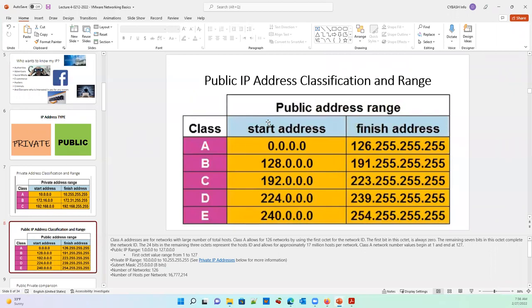There's a limited range for public IP addresses. It starts from 0 to 126. That's called Class A, which the big corporations use, like Google, Facebook, GM, financial companies like American Express, or other big companies.